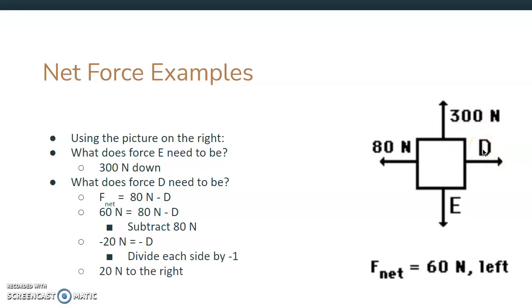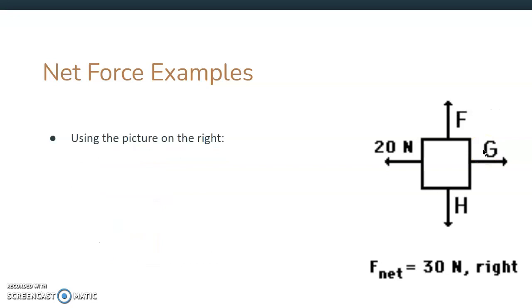Our last example here before we're going to look at our simulation that I finally got to load is this one. We have a few different ones to go. So our F net here says that we're going to need to be going 30 newtons to the right. So 30 newtons to the right, but what does that mean for F and H?